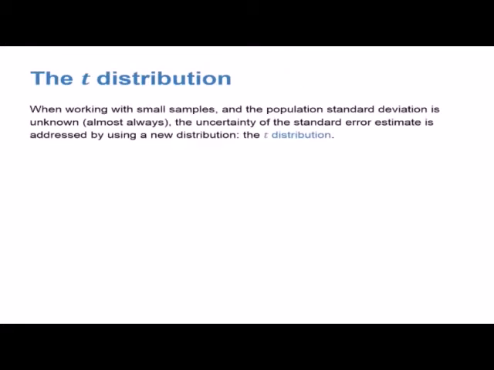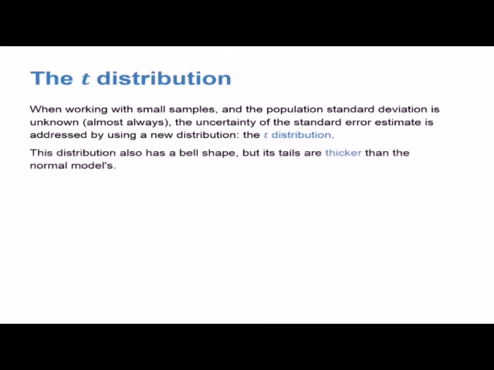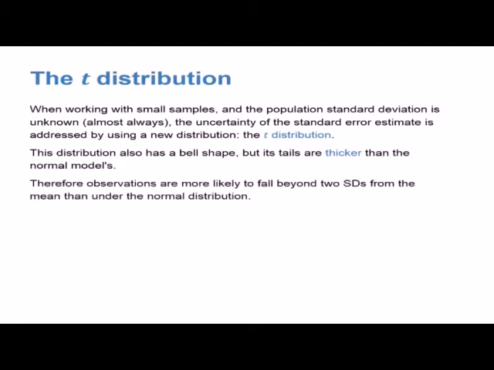When working with small samples, the population standard deviation is unknown, which is almost always true. The uncertainty of the standard error estimate is addressed by using a new distribution called the t-distribution. This distribution also has a bell shape, but its tails are thicker than the normal model's. Therefore, observations are more likely to fall beyond 2 standard deviations from the mean than under the normal distribution.